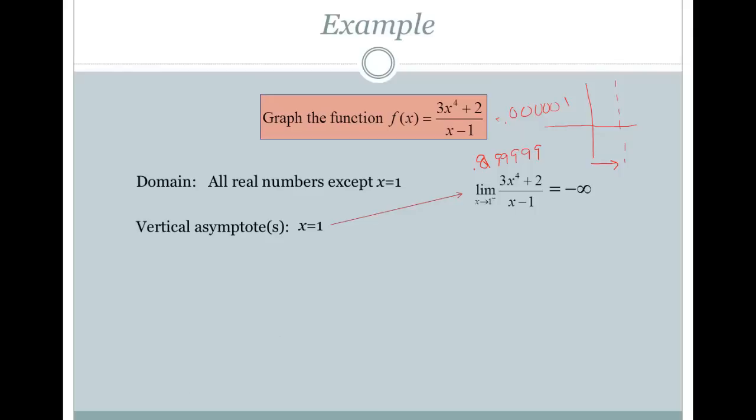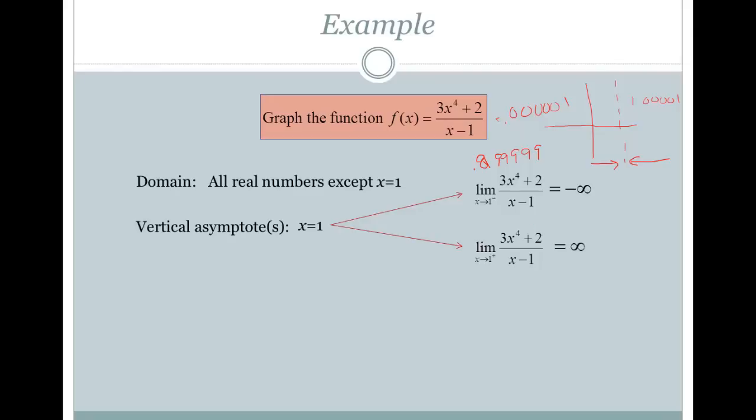Now when we come in from the right side, I'm going to get a number like 1.00001, something like that. This bottom term is going to be positive, so I'm going to have a positive number divided by a really small positive number. The top is actually going to approach 5, because when I plug in 1, I get 5. 5 divided by a really small positive number is going to send this off to positive infinity.